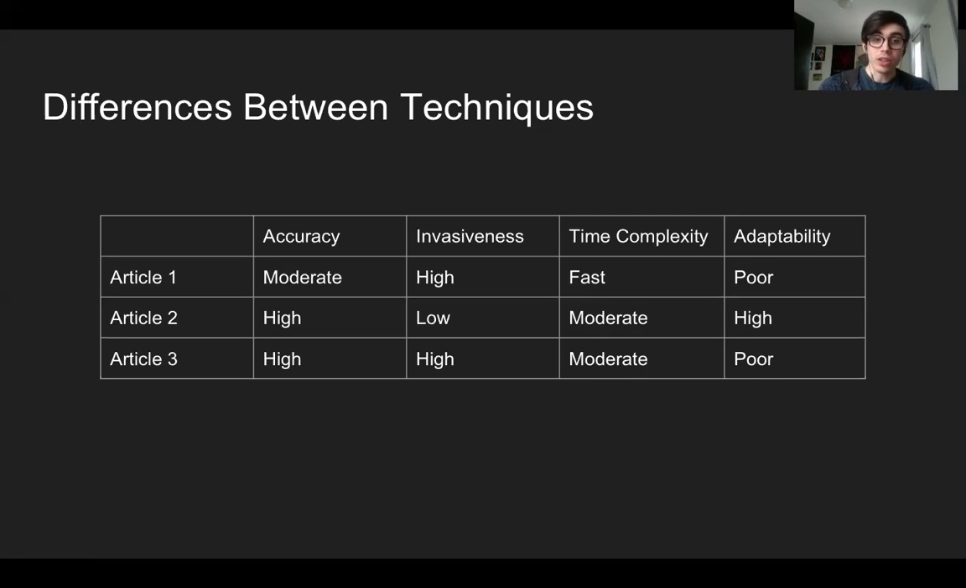And in our last article, once again, accuracy was high, but because of the EEG signals that we need in order to get that accuracy, our adaptability is compromised as well. However, this scheme did offer moderate time complexities as well.